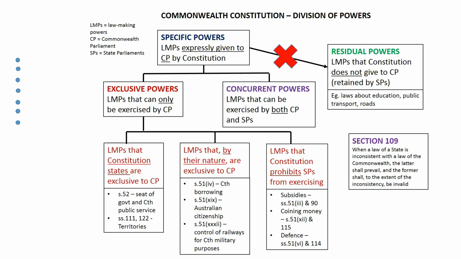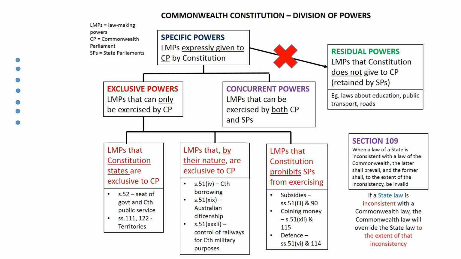Now, that's a fair bit of jargon to remember, so let's put that into plain English. The better way, and this is what I want you to remember word for word, is to express section 109 as follows. It says, if a state law is inconsistent with a Commonwealth law, then the Commonwealth law will override, that's another word for prevail, the state law to the extent of that inconsistency.